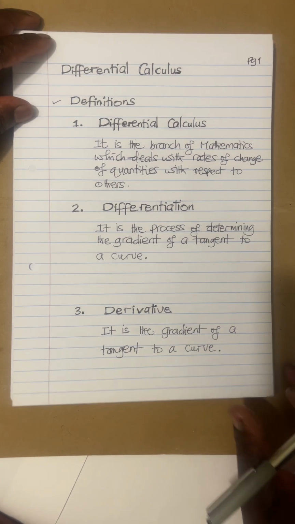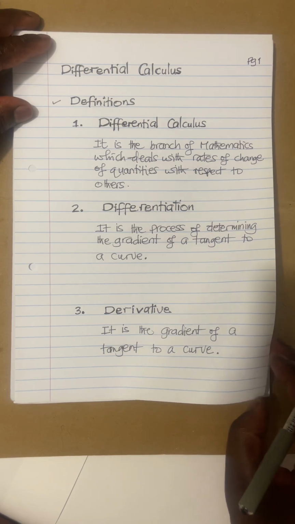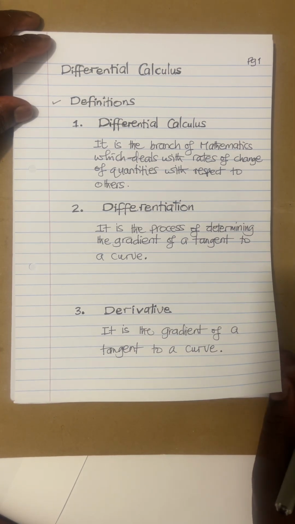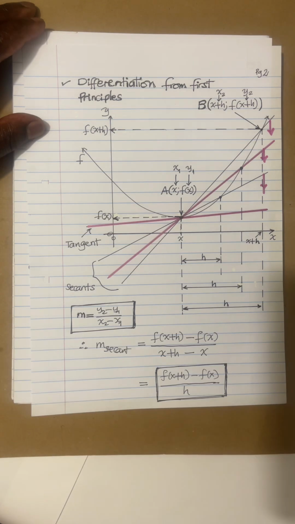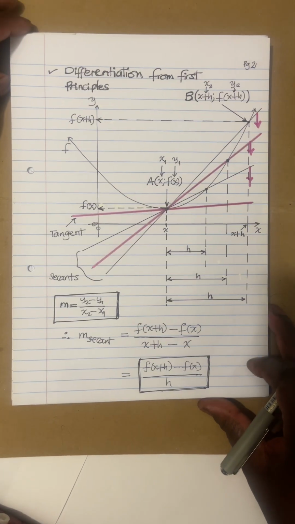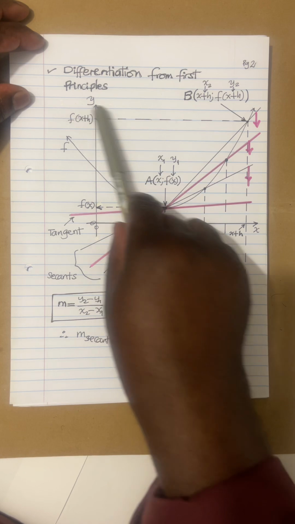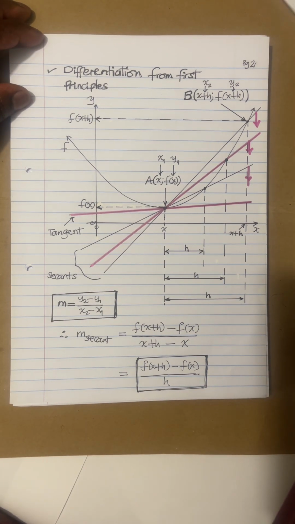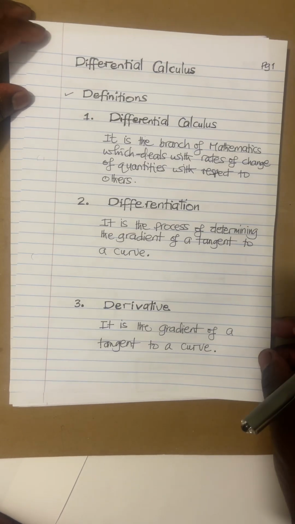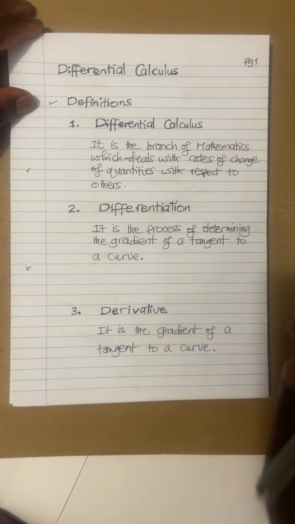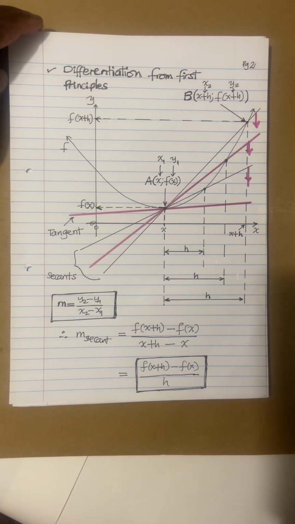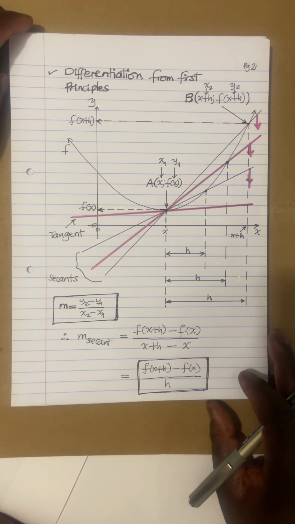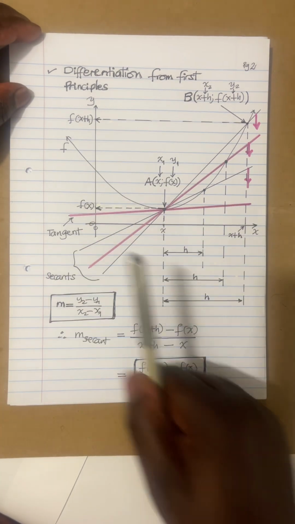Now, I want us to focus on differentiation a little bit more. Our next item is going to be differentiation from first principles. So I have a graph already drawn here for the sake of time. Here we go. So we're now talking about differentiation from first principles. What is differentiation? To remind you again, it's the process of determining the gradient of a tangent to a curve. That's differentiation. And of course, there are many ways of determining the gradient of a tangent to a curve. One of them is differentiation from first principles.